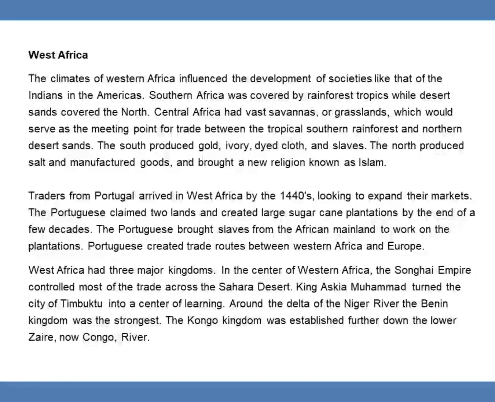West Africa. The climates of Western Africa influenced the development of societies like that of the Indians in the Americas. Southern Africa was covered by rainforest tropics, while desert sands covered the north. Central Africa had vast savannas or grasslands, which would serve as a meeting point for trade between the tropical southern rainforest and northern desert sands.